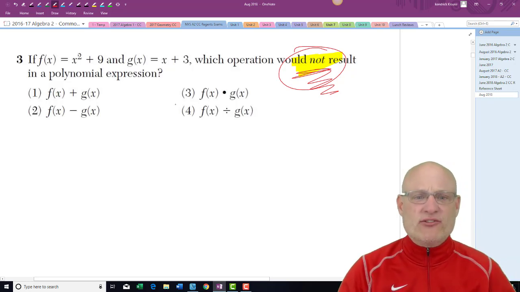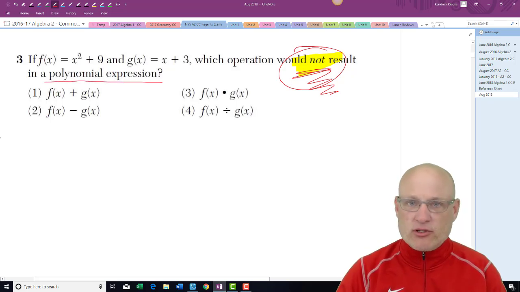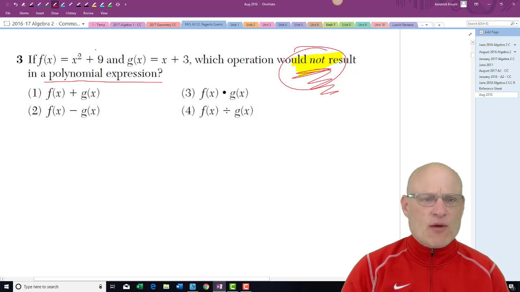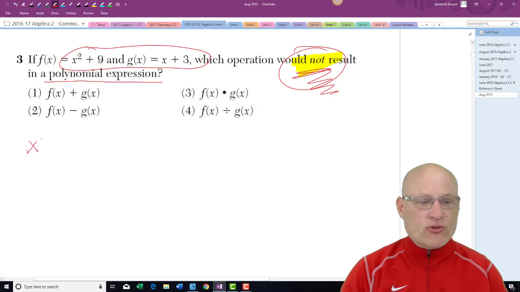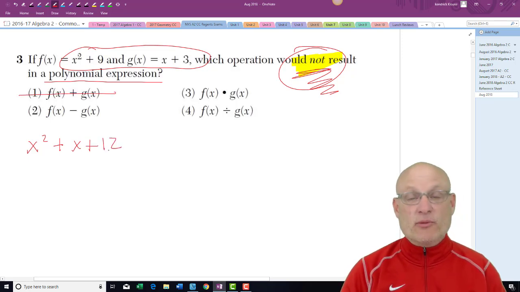So let me tell you what these are going to be. A polynomial expression is something like a trinomial, a binomial. A polynomial means with lots of terms. So if I was to take these two and just add them up like this one, I would get x squared plus x plus 12. That is a trinomial. That is a polynomial expression.